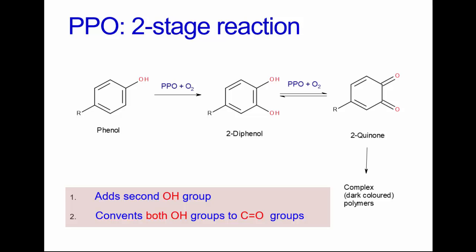carbonyl groups. After this, the products react further to produce dark complex polymers called melanoids, but they're outside the scope of this lecture. There's a lot of very complex chemistry involved in this.